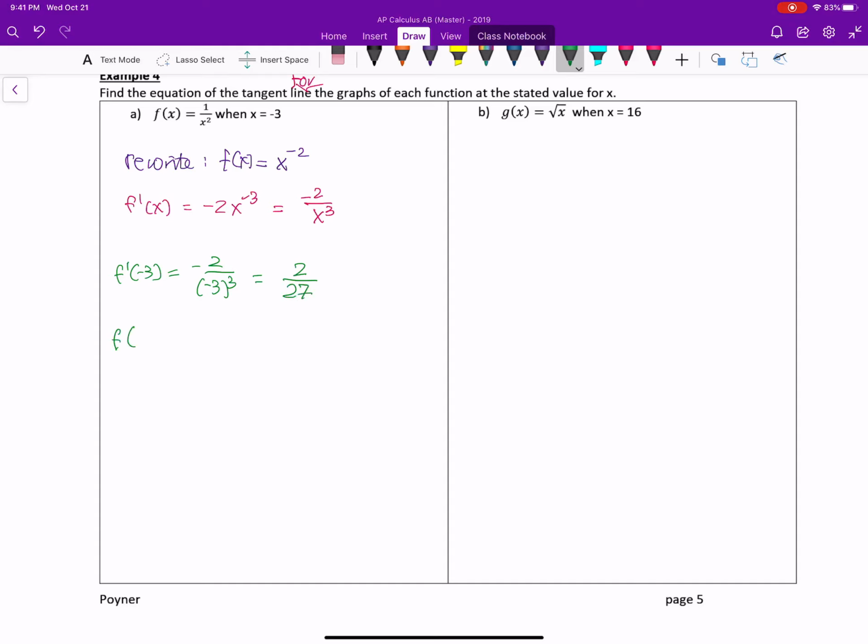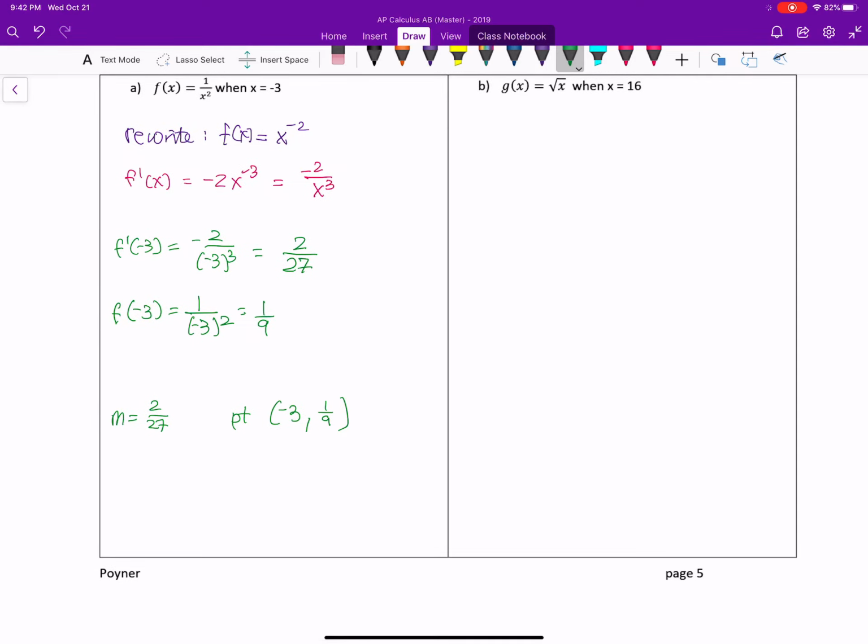I also need to find f of negative 3 because the slope that I need to write the equation of a line is 2 over 27, but I also need a point. And the point, I know that the x-coordinate is negative 3, but I need to find the corresponding y-coordinate. So I'm going to have to substitute it into the original function. So that's going to give me 1 over 9. And I'm going to use now the slope and the point to write the equation of a line. And it doesn't specify which form, so I'm going to put it in point slope form. So y minus 1/9 is equal to 2 over 27 times x plus 3. And there you have it.